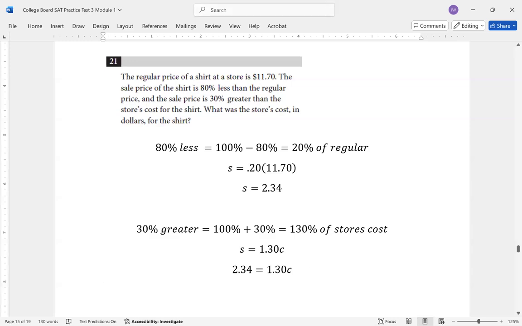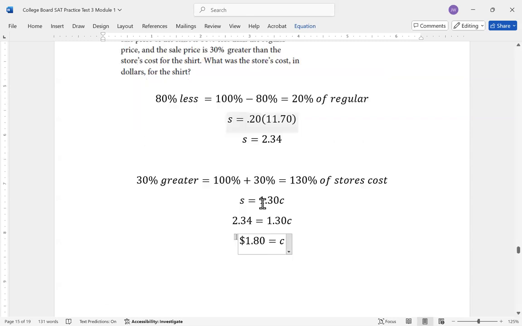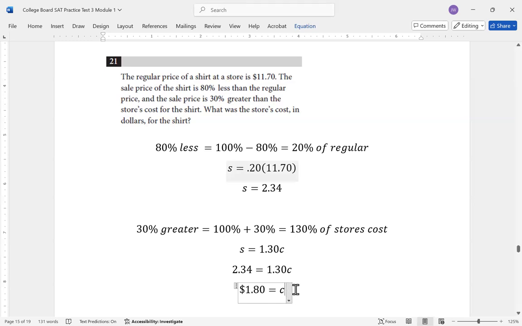Dividing both sides by 1.3 gives me $1.80. So that means what is the store's cost in dollars for the shirt? You type in 1.80. $1.80 is the store's cost for this shirt. So 1.8 or 1.80 is the answer to question 21.